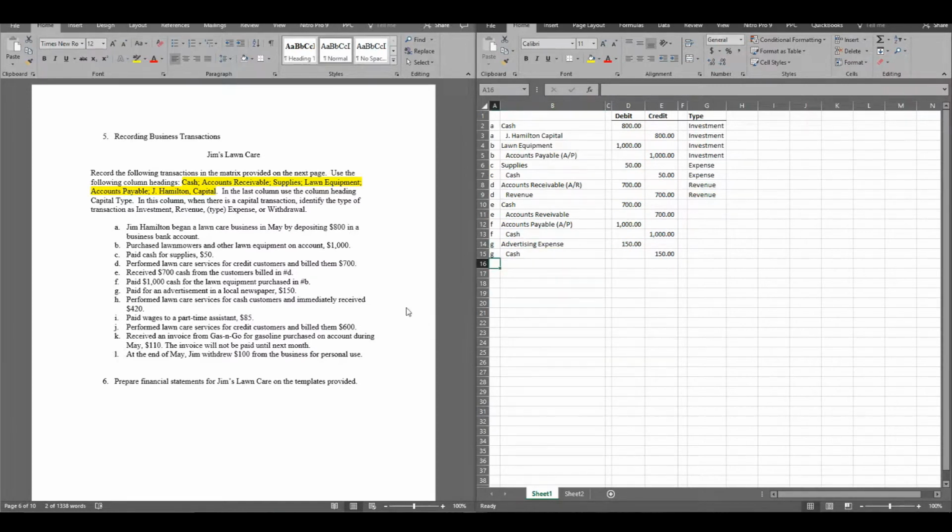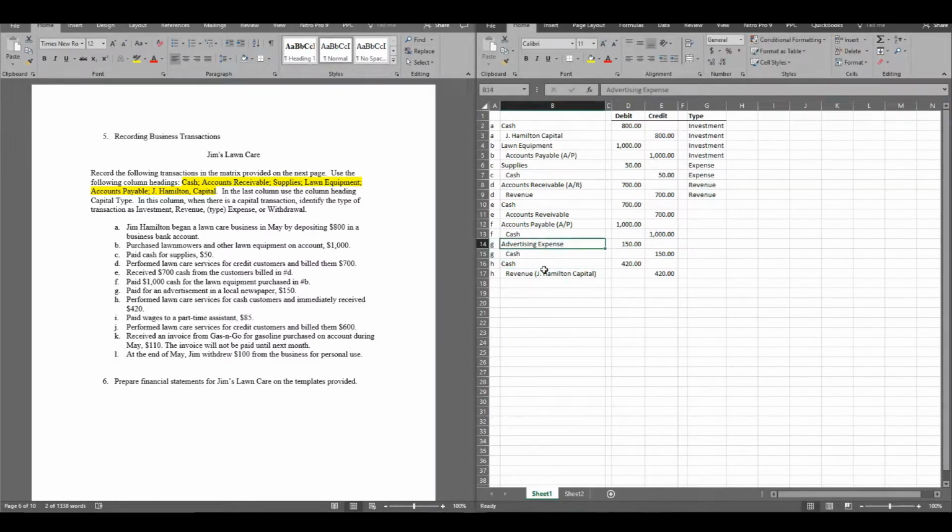Okay, so for H, we performed lawn care services for cash customers and immediately received $420. So we received cash and we had lawn care services, which were using the account revenue. So we're going to go 420, 420. Now, what I'm going to do is I'm going to say J Hamilton Capital, because this chapter is actually asking you to directly use the capital account.